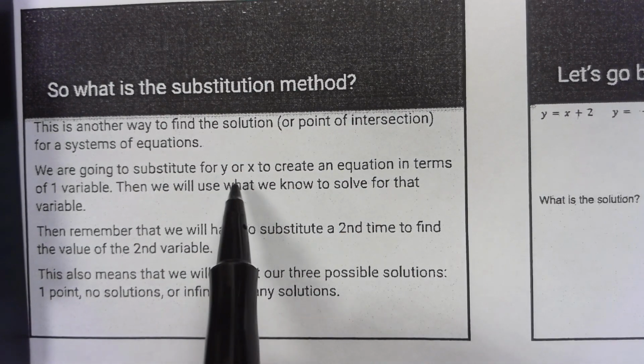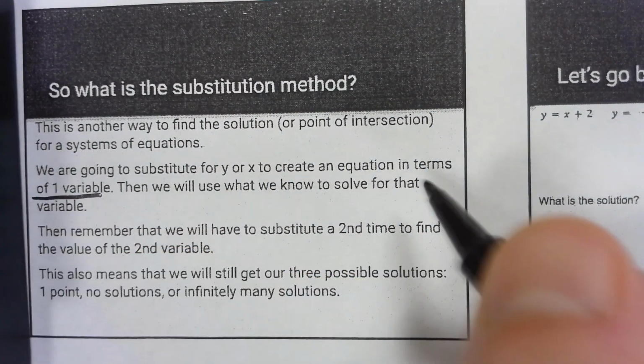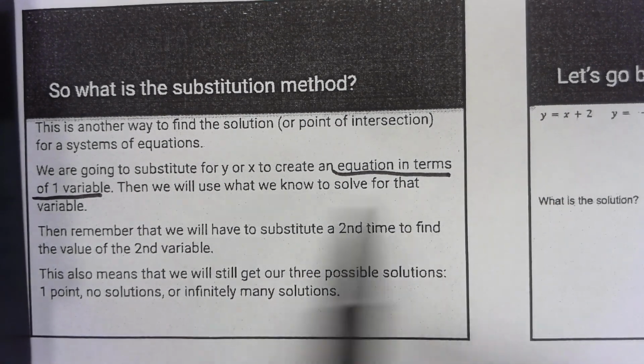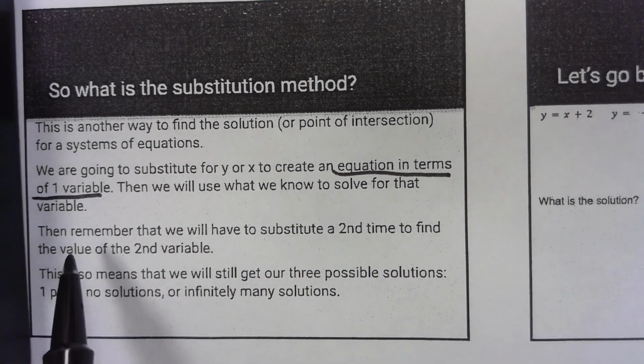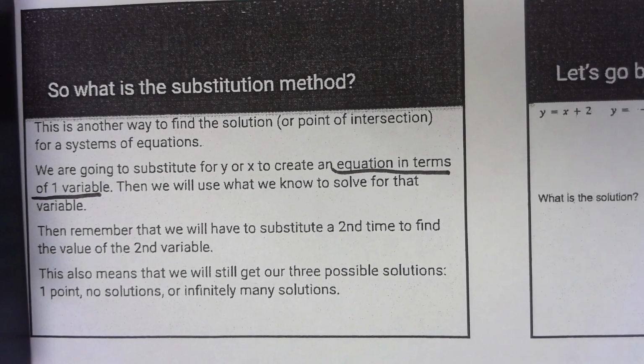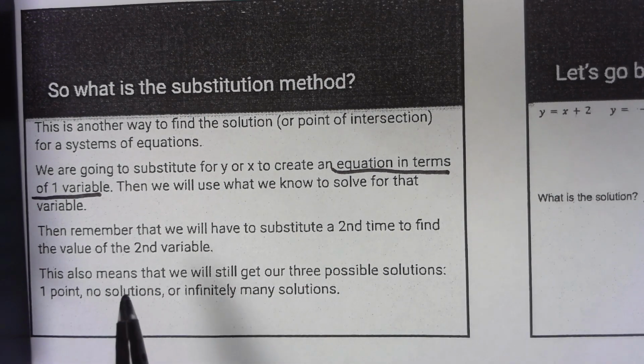We're going to substitute y or x to create an equation in terms of one variable. That part is really important. When we do the substitution step, you'll know that you are on the right track if you only have one variable, either just x or just y. Then we'll use what we know about solving to come up with the value for that variable. After we get that variable, we will substitute a second time to find the value of the second variable, depending on if we get x first or y first. This also means we will still get our 3 possible solutions: one solution, no solutions, or infinitely many solutions. All of these things will show up, but now without the use of a graph.